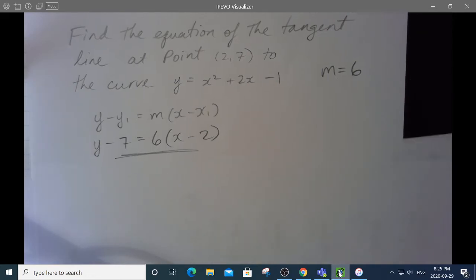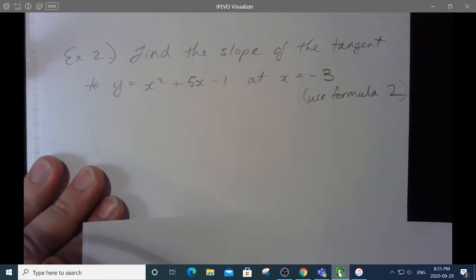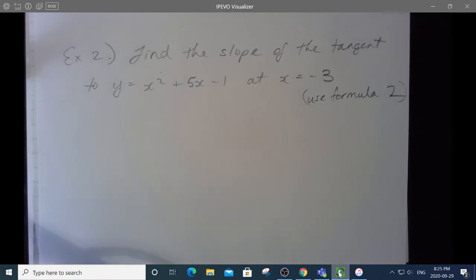So the other formula is formula 2, and there's the example we're going to do. Find the slope of the tangent to the curve y equals x squared plus 5x minus 1 at x equals negative 3, and use formula 2. And if you're wondering what's with all the parabolas, well, we know that you guys coming out of grade 11 did a lot of parabolas, so we would hope this is fairly familiar to you. That's the idea. We want it to be familiar. Let me sharpen my pencil, and let's tackle this.